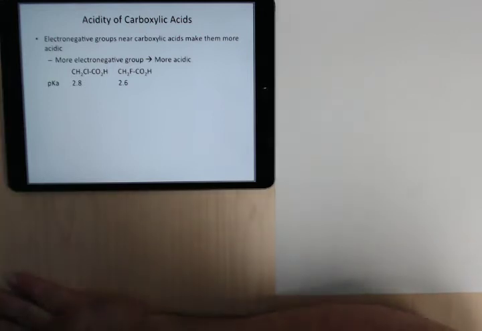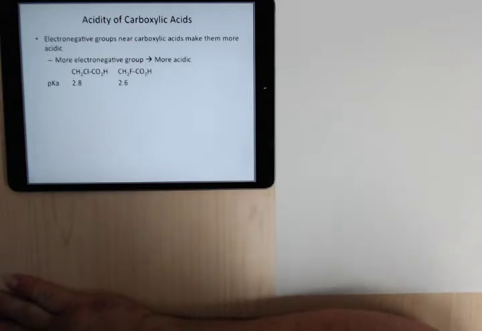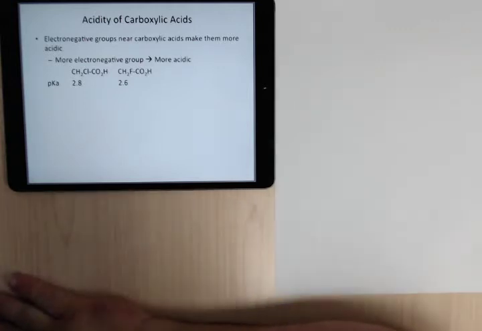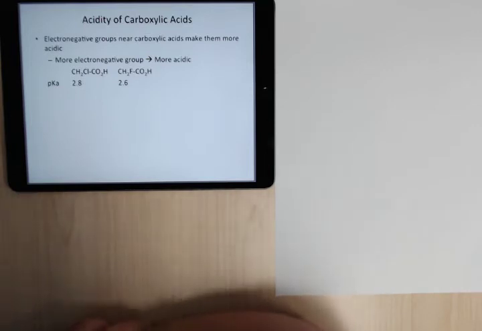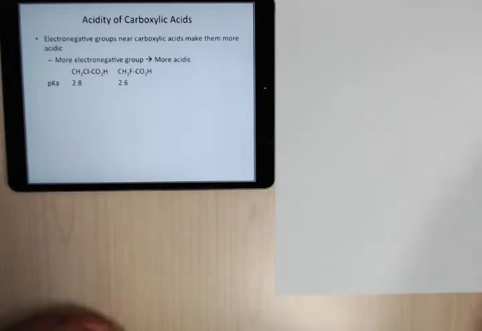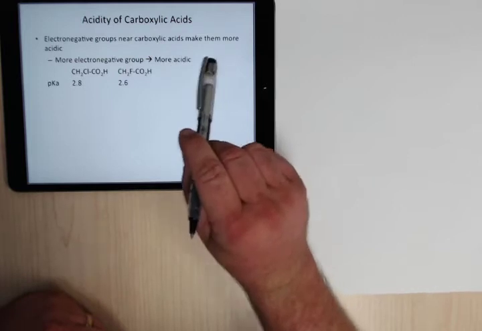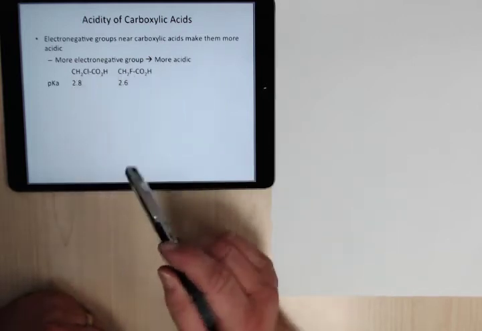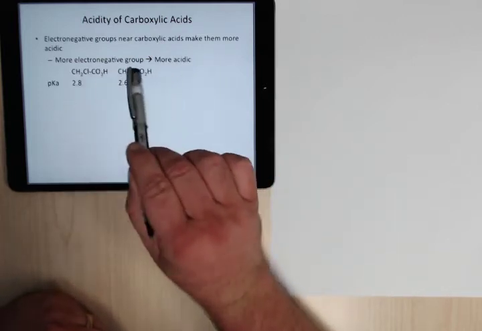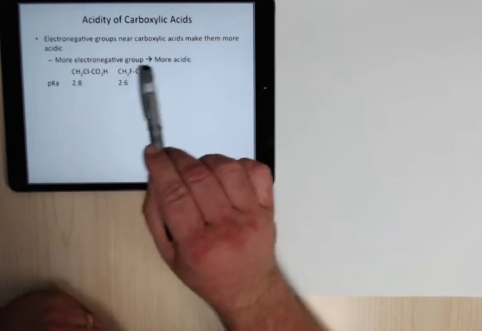First thing we want to talk about, this part's from chapter 17, and we're talking about carboxylic acid derivatives. One of the things you just have to remember about carboxylic acids is that not all carboxylic acids are equal in acidity. You can actually change the acidity of a carboxylic acid by putting electronegative groups near it. So the more electronegative the group, the more acidic.